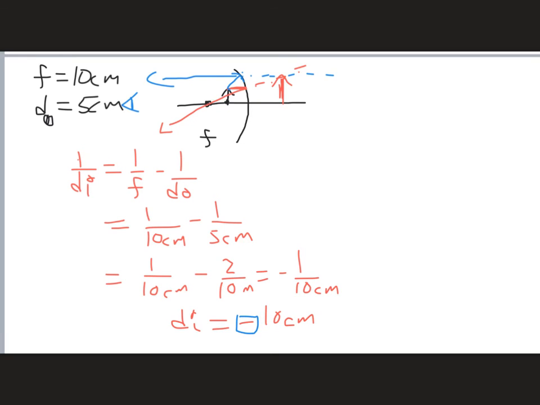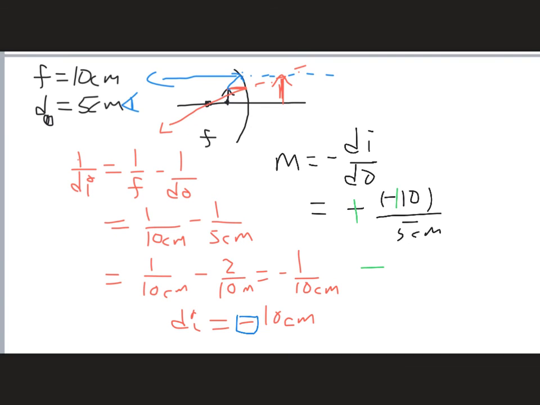If we calculate the magnification, m is equal to minus di over do. That's going to be equal to minus, what's the image distance? That's minus 10. And it's actually centimeters, but the units will cancel, so it doesn't really matter. Minus 10 centimeters divided by the object distance, which is 5 centimeters. And the minuses cancel, so we get that minus and that minus cancels. And we end up with the magnification equal to 2. It's a factor of 2.